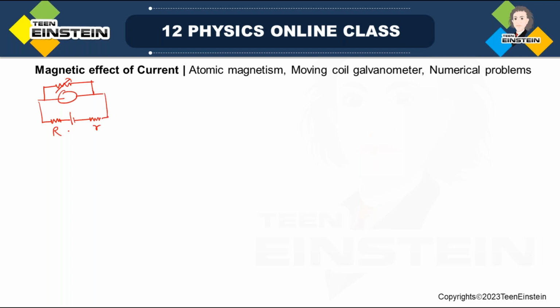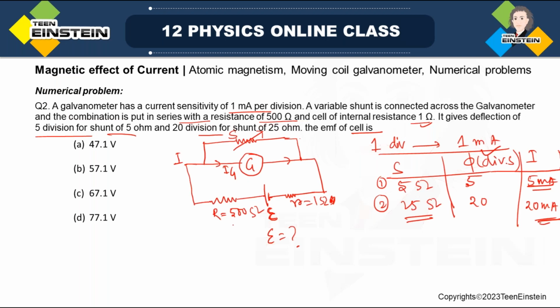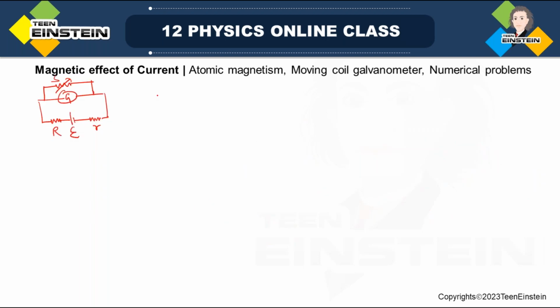This is small r, this is capital R, this is E, this is G, this is S. Okay, this is the circuit. So what are the observations? We have already found out the observations. So we know what the circuit current will be.